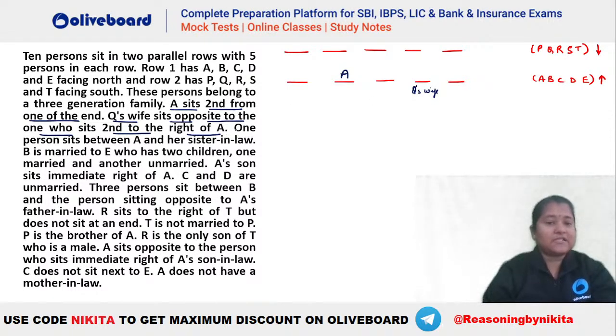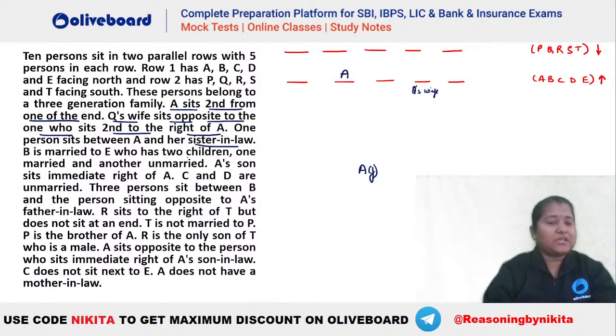After that, let's see what is given. One person sits between A and her sister-in-law. So you can see A is a female person. Okay, so A is a female person, that is obvious. And A has a sister-in-law. Okay, we'll make that later.